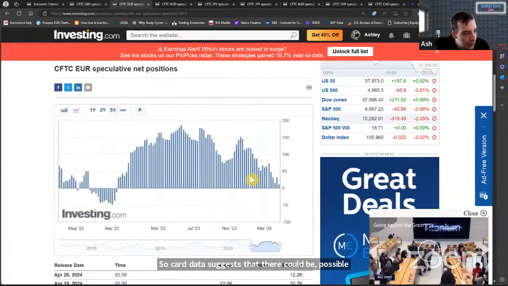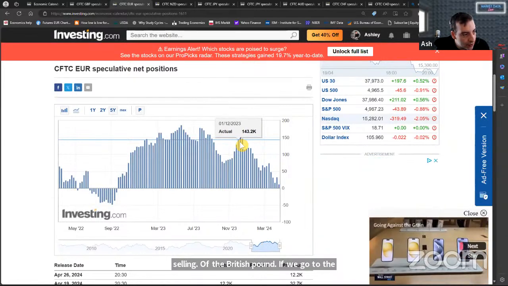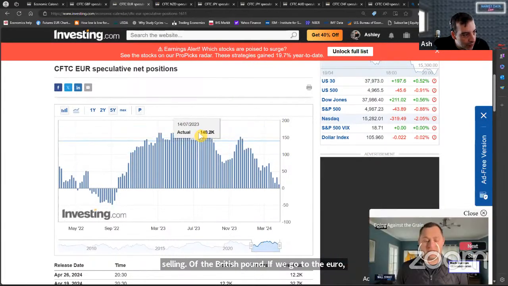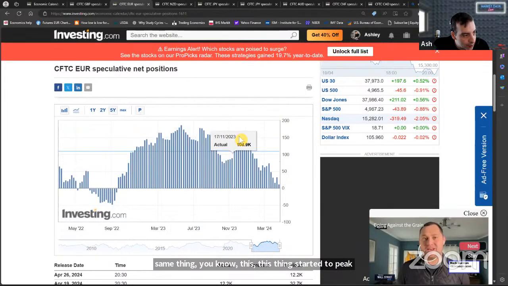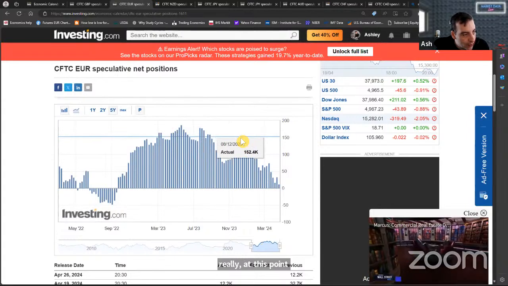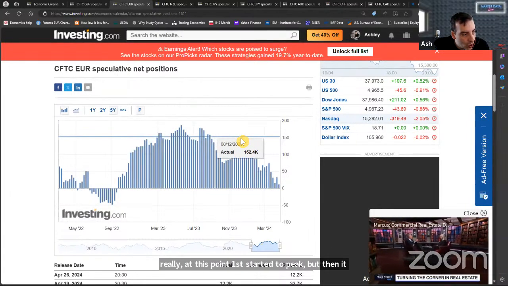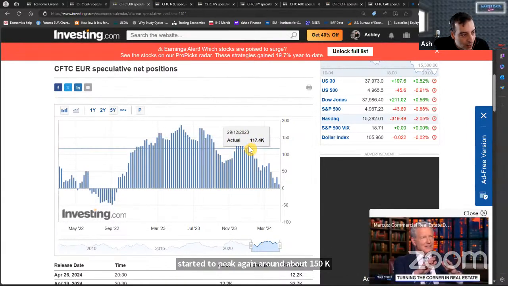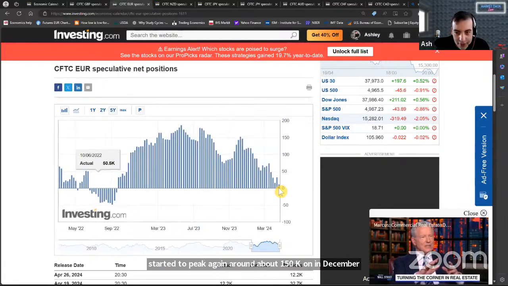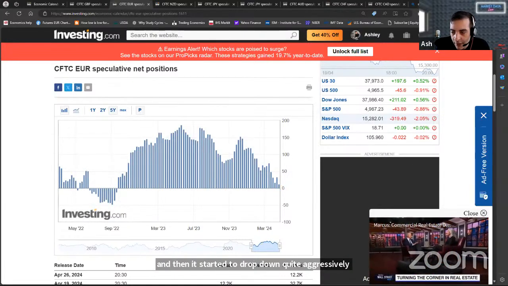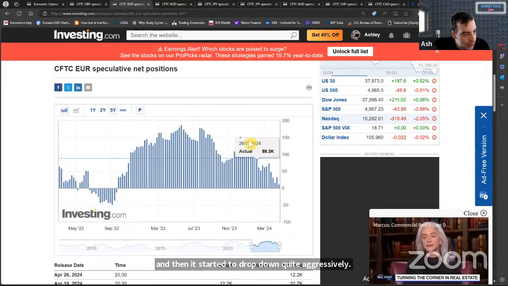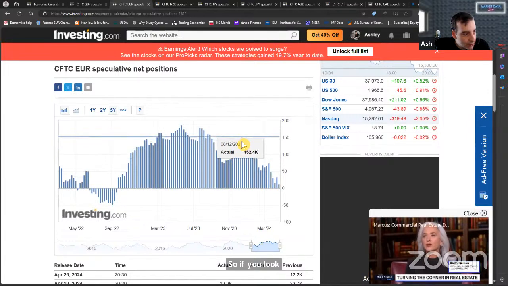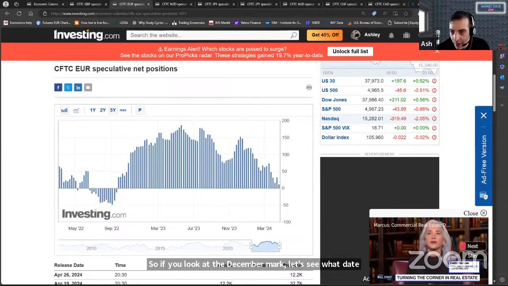If we go to the euro, same thing. You know, this thing started to peak really at this point. First, it started to peak, but then it started to peak again around about 150k in December. And then it started to drop down quite aggressively. So if you look at the December mark, then let's see what date in December that was. 8th of December. Now let's see when we got the signal from the price action on the euro.